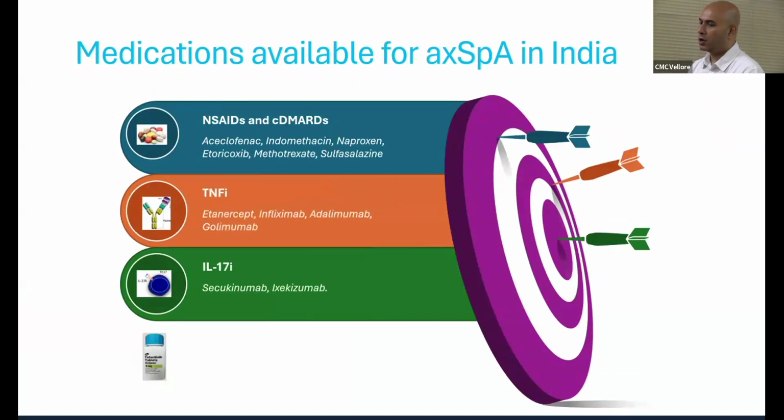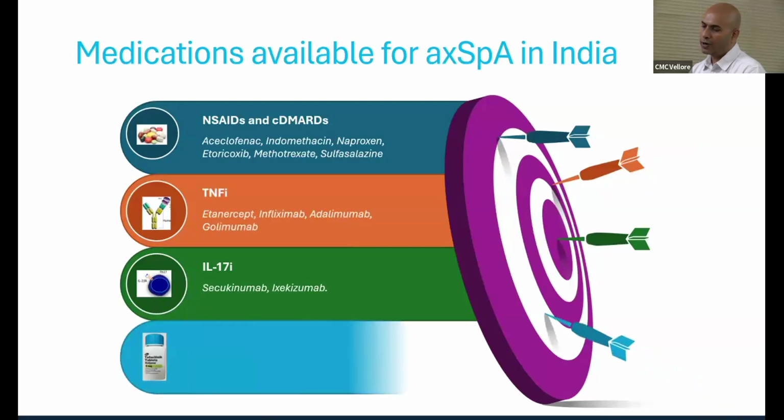Ixekizumab, as of today, is not recognized for use in India for AxSpA. It is mostly for PSA, but it is a well-known molecule overseas, which has been approved both by FDA and EMA for use in AxSpA.